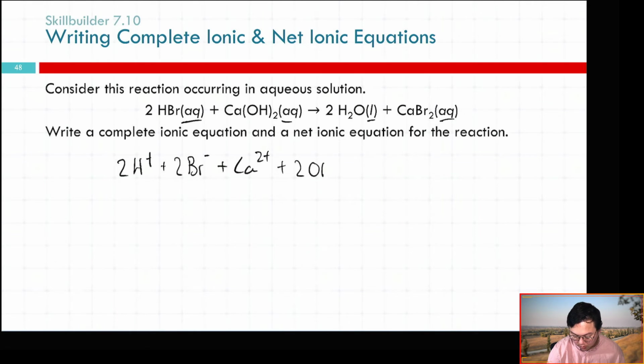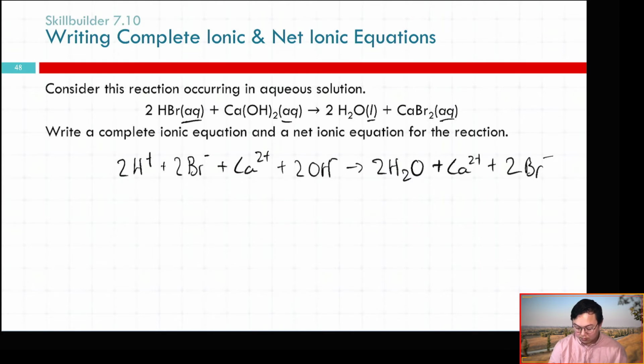Plus 2OH minus, and that's going to go to 2H2O, because water is a liquid here. Feels a little bit silly to say, but water is a liquid. And so we can leave that as it is. And then we'll have calcium 2 plus, 2 Br minus, because this is an aqueous solution. Okay, so now we have our complete ionic equation written out here.